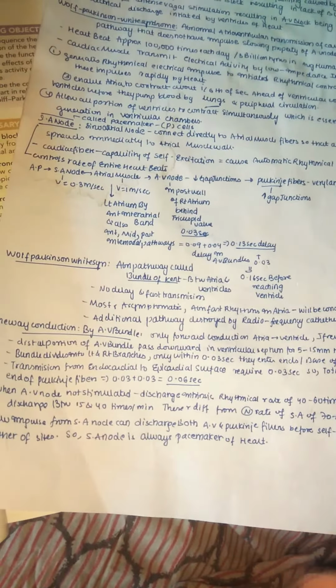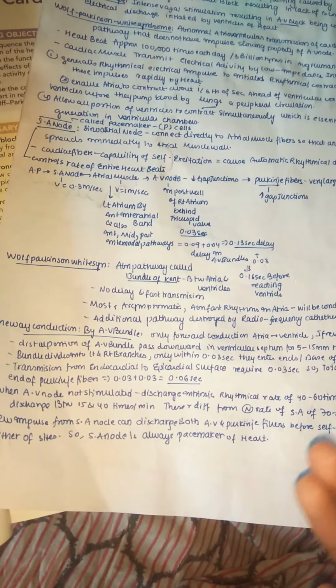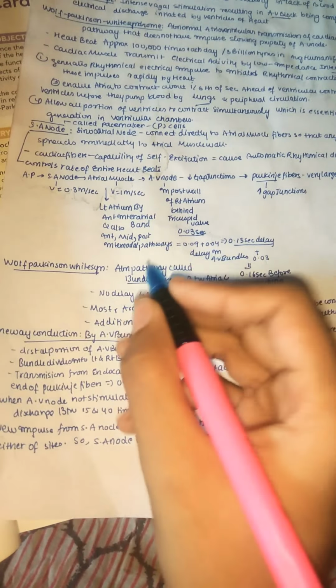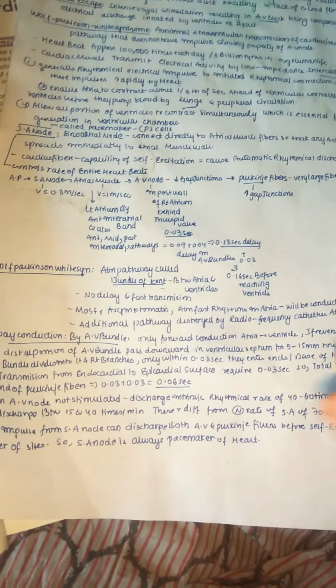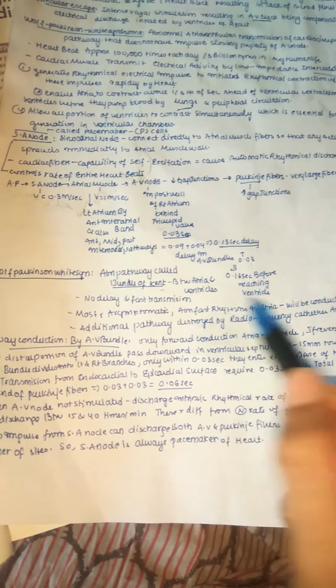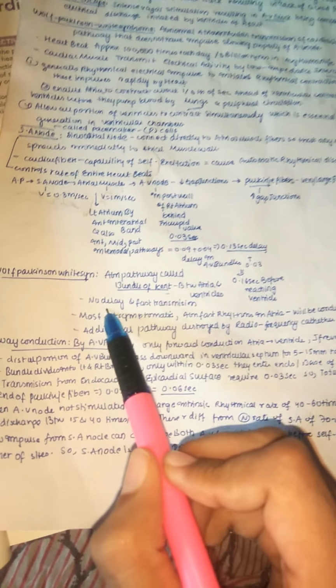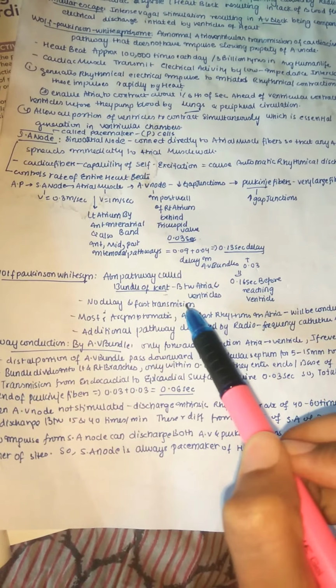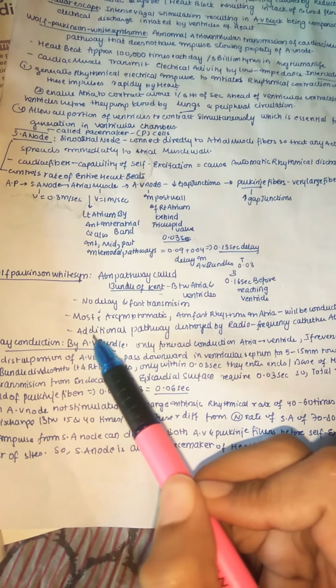And next comes the Wolff-Parkinson-White syndrome. This is an abnormal pathway, as we discussed. What is that abnormal pathway called? That is nothing but the bundle of Kent. This bundle of Kent is also in the AV nodal position, between the atria and ventricles. Here there is no delay. As there is no delay, there is faster transmission, and it is mostly asymptomatic.